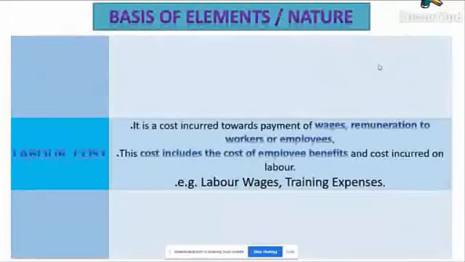Now second one is labor cost. It is the cost incurred towards payment of wages and remuneration to workers or employees. We could see that the first one was related to the material. Now this is related to the employees. So whatever expenses we incur on labor, all those are classified as labor cost. So a very simple classification is there.